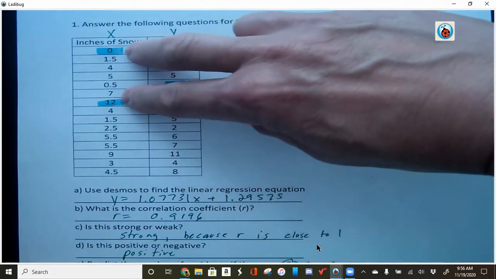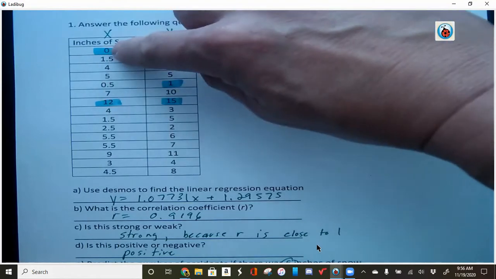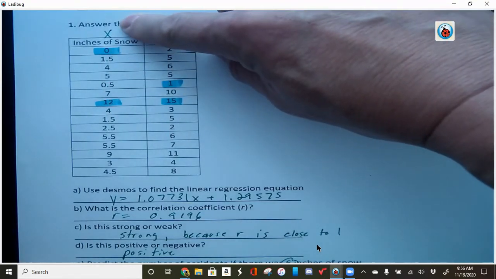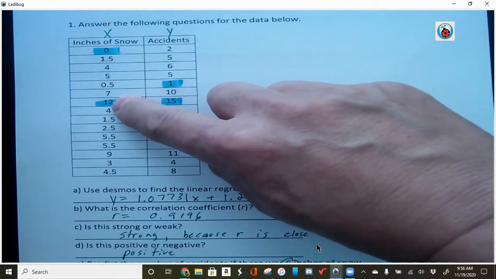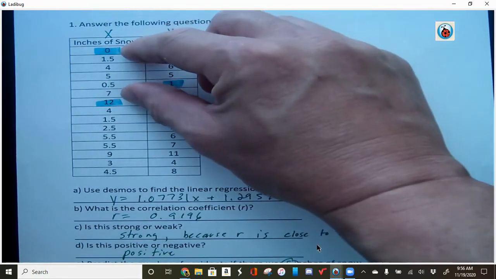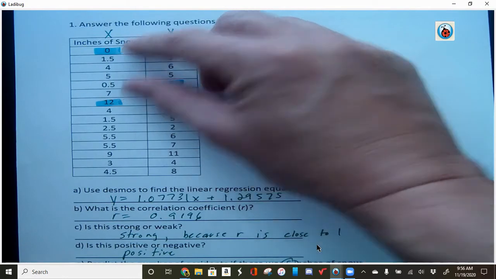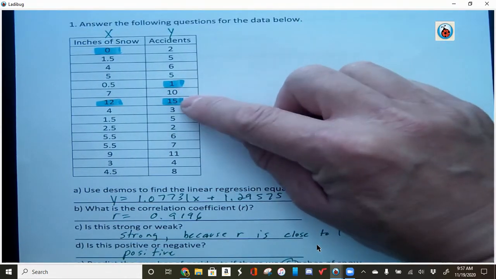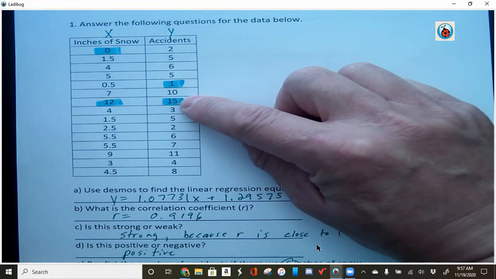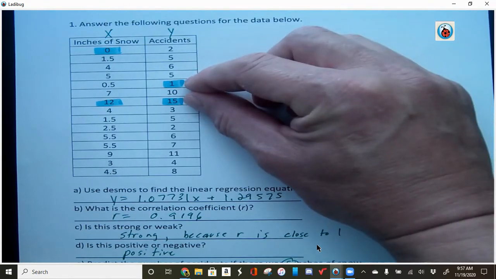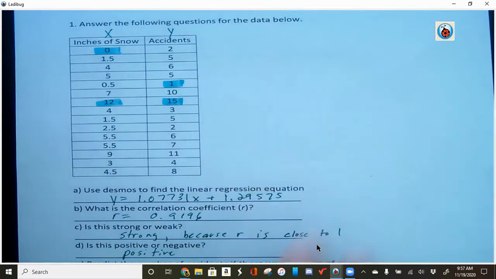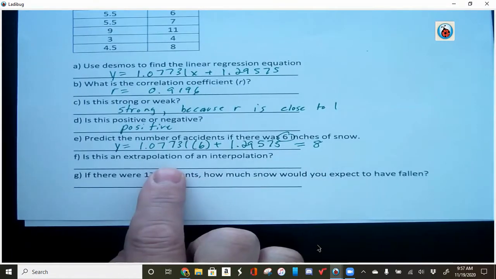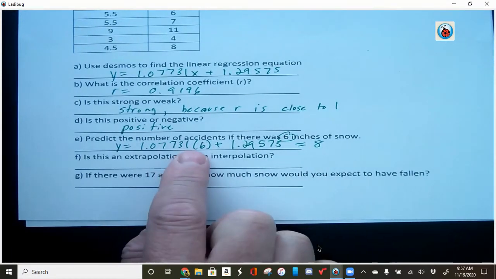So anything outside of these two numbers, less than 0, we're not going to have less than 0 inches of snow, or greater than 12 would be an extrapolation. Anything between 0 and 12 would be an interpolation. For accidents, anything less than 1 or greater than 15 will be an extrapolation. Anything between 1 and 15 will be an interpolation. So what is this answer right here for that prediction?